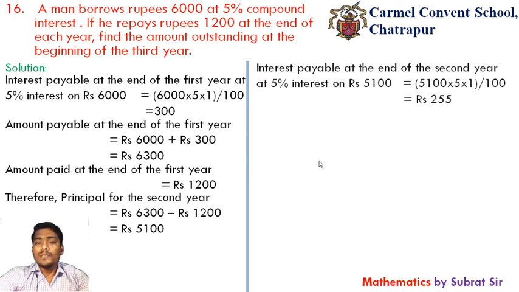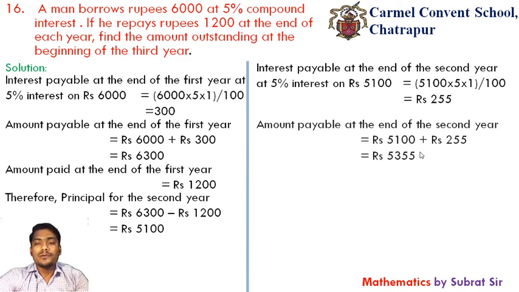Then we'll calculate the interest for the second year. So the interest for the second year should be like this: PRT by 100. Here the principal is 5,100 rupees. Okay, so the interest after the second year should be 255 rupees. The amount we can calculate like this: the principal for the second year plus the interest. So the amount after the second year should be 5,355 rupees. Okay, and this is the amount which has to be outstanding at the beginning of the third year.